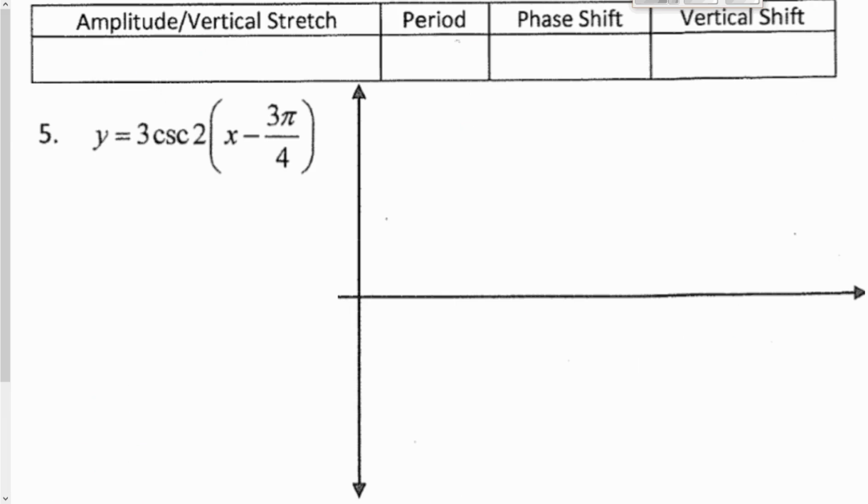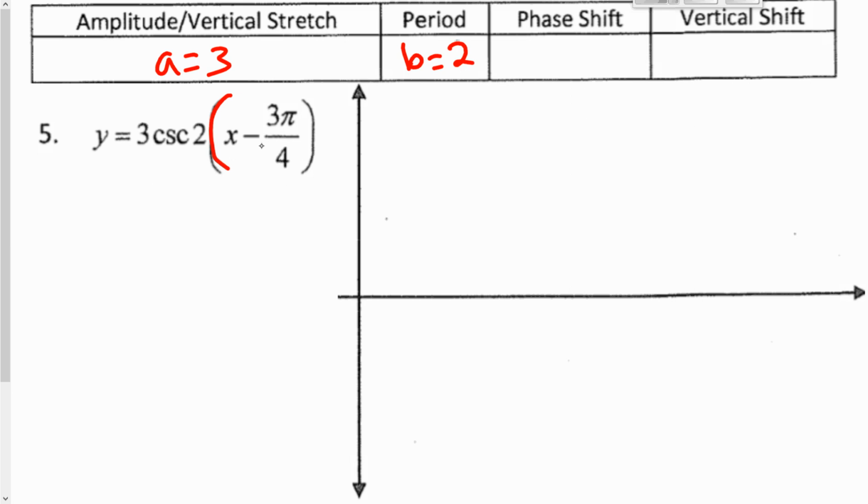Okay, so here's a little more complicated. Your a equals 3. Your period we'll find by taking 2 pi and dividing by our b, but our b is what's on the outside here, which is 2. Right, it needs to be on the outside. It's still being multiplied by x, but that 2 would also be multiplied by that 3 pi over 4.